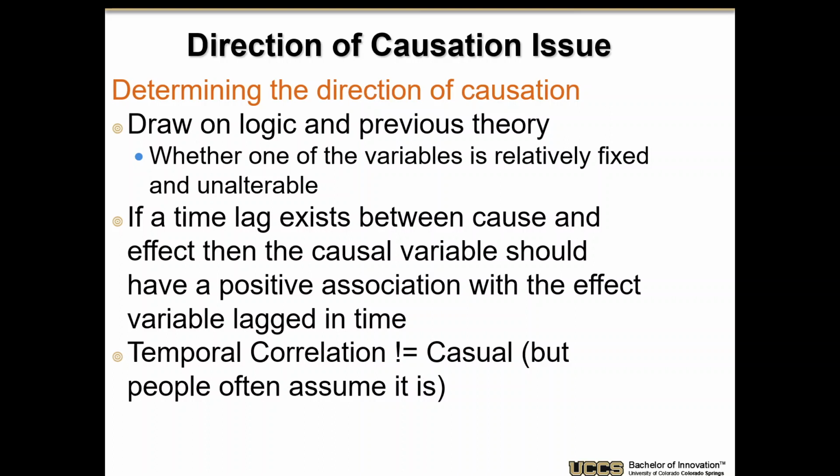If a time lag exists between cause and effect, then the causal variables should have a positive association with the effect. Positive here, not necessarily in the direction, but just the fact that there is a cause in the lag variable. However, temporal correlation is not causal, but people often assume it is. So if you want to write in such a way as to make people think things are causal, write them as a temporal order, right? And people will think about this.